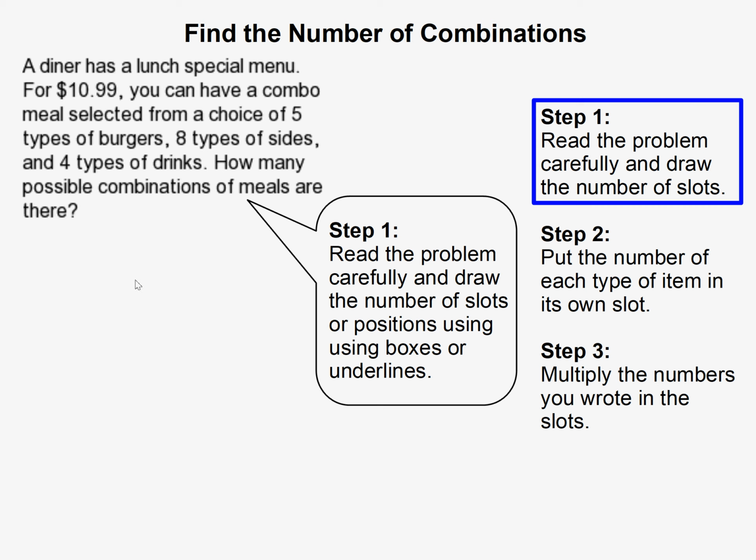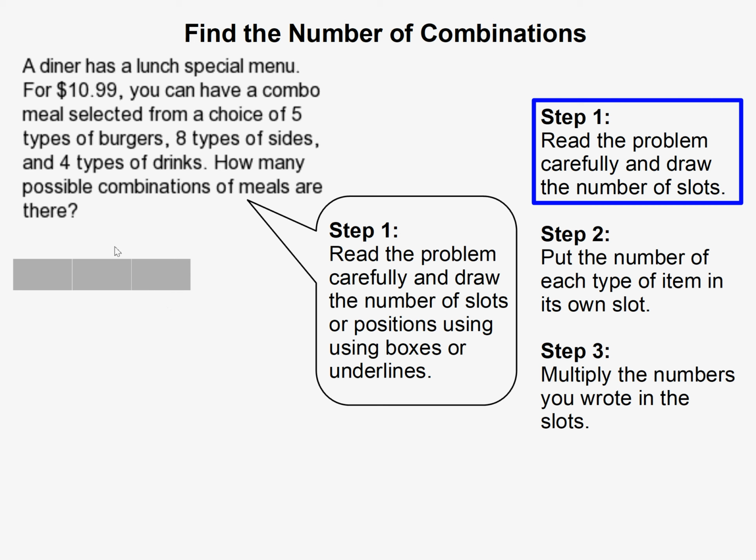It says a diner has a lunch special menu. For $10.99, you can have a combo meal selected from a choice of 5 types of burgers, 8 types of sides, and 4 types of drinks. How many possible combinations of meals are there?